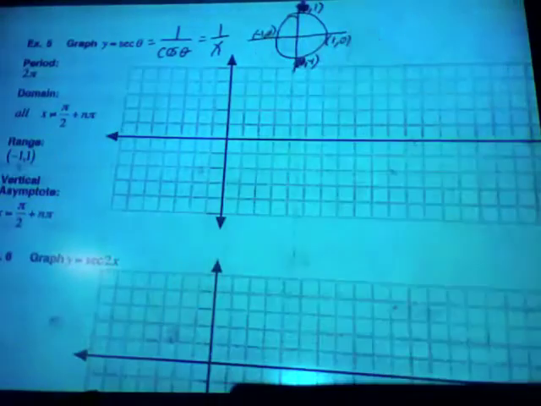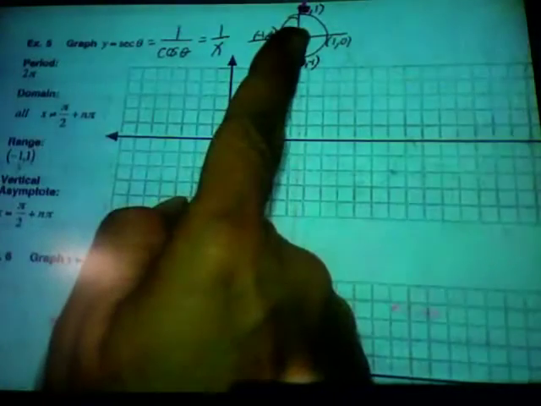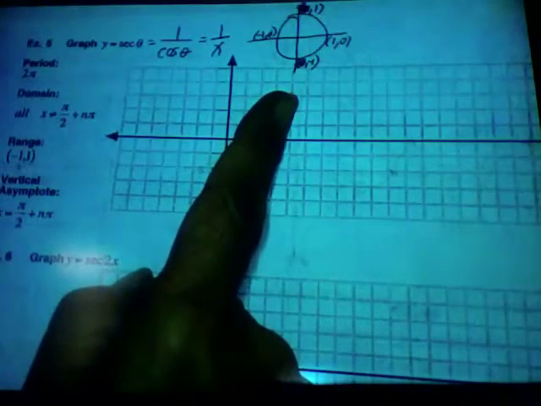At 90, which would be here, right? And at 3 pi over 2. What does that tell you about your asymptotes? Where's your first asymptote? At 90, which is pi over 2. And then your next asymptote will be at 3 pi over 2. Are you going to have a period of 2 pi or 1 pi? 2 pi because it's similar to cosecant, right? And the graphs are going to look similar too.